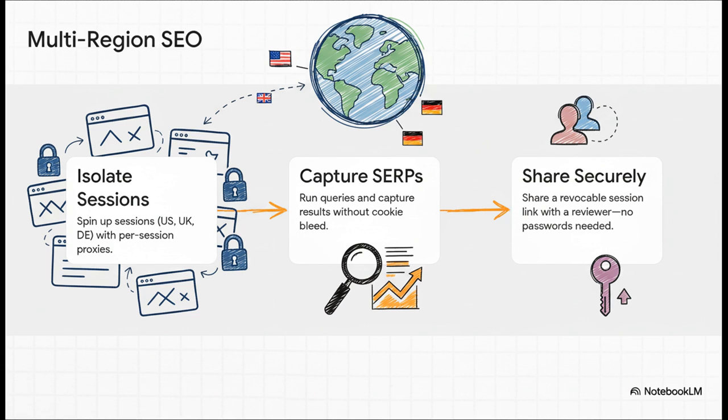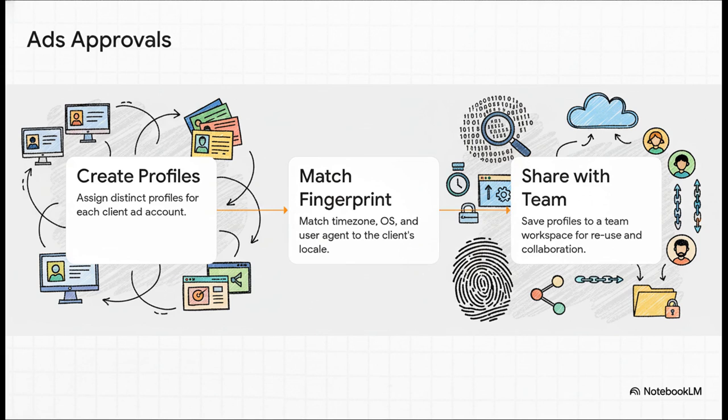All right, now let's look at an Antidetect playbook. Imagine you're an ad agency, right? And you're managing accounts for clients all over the world. For every single client, you create a dedicated browser profile. But here's the key. You actually match the fingerprint, things like the time zone, the language, even the operating system, to that client's actual location. This makes every login look completely natural and authentic. Then you just save those profiles to a team workspace and boom, everyone on your team can use them safely.